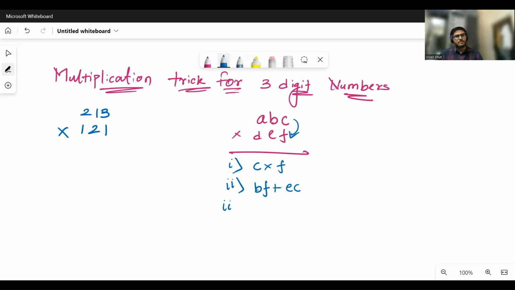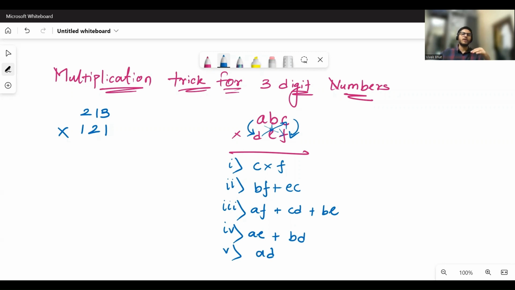The third step is to multiply A with F. Now this is going to be very important. Then D with C, and B with E. Then the fourth step: now let's come back to the left side because the right side part is over. So we just hide C and F, and take A with E added with B into D. And the last step, the fifth step, is A into D.